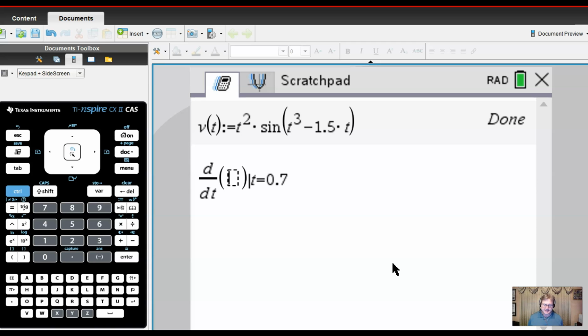So it's going to set up our template here, and all we have to do is type in v(t). And so we hit enter, and boom, we have the answer that we're looking for. We're going to call this negative 0.92. Let's go to 4 decimal places so that we can be as accurate as possible.